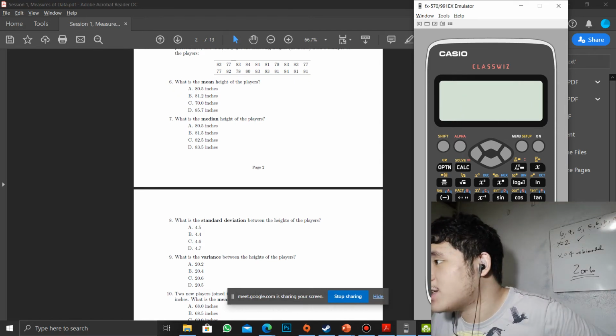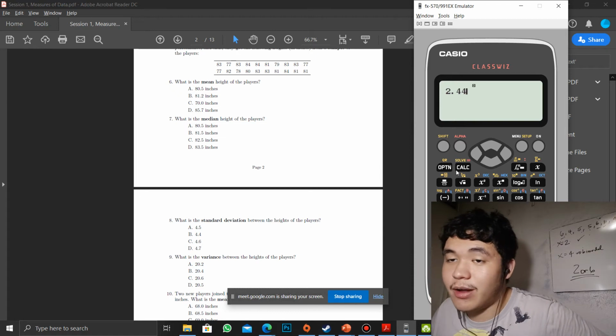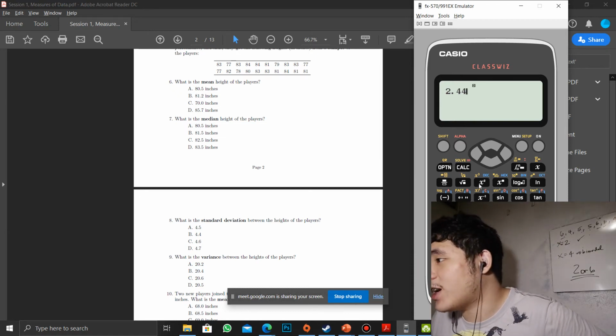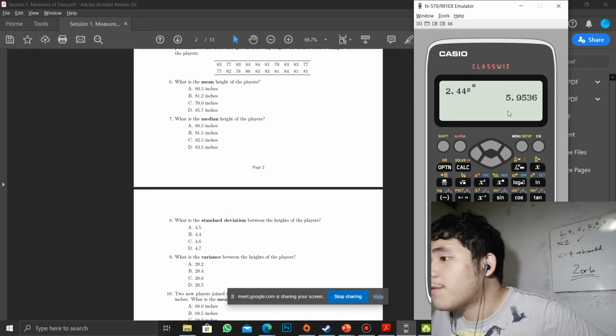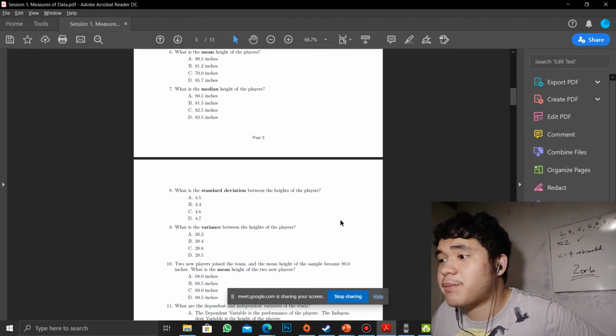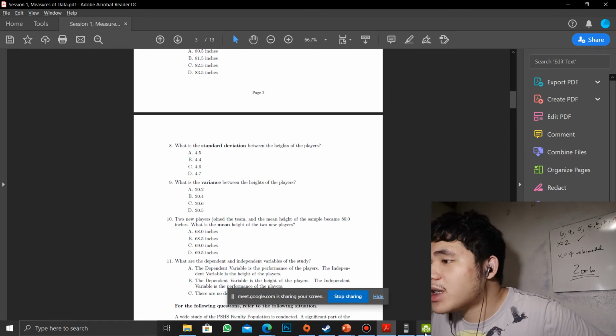So, let's go. Ang standard deviation is the square root of the variance. So, variance is standard deviation squared. 5.9536. So, 5.96. Then, next is 2 new players joined the team and the mean height of the sample became 80.